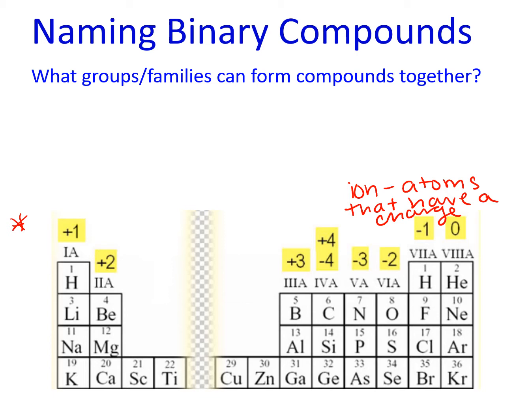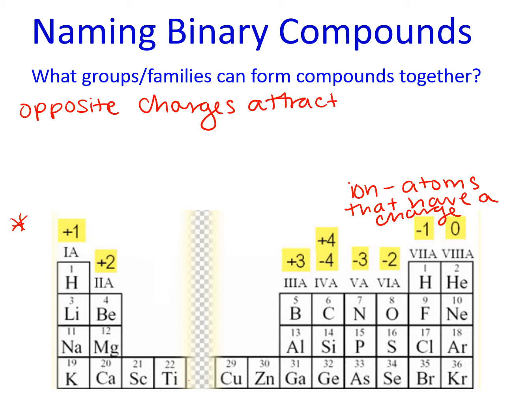as we've already seen. So when we're looking at that periodic table, we need to figure out what groups or families can form compounds together. And when we look at that, we know that we're looking at charges, and we know that opposite charges are going to attract one another.